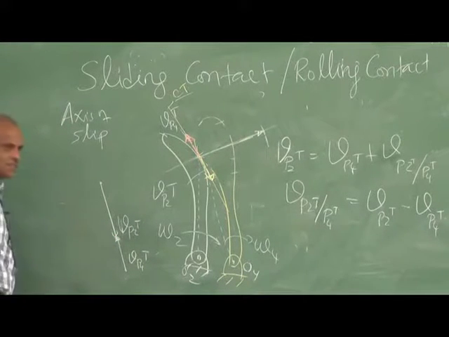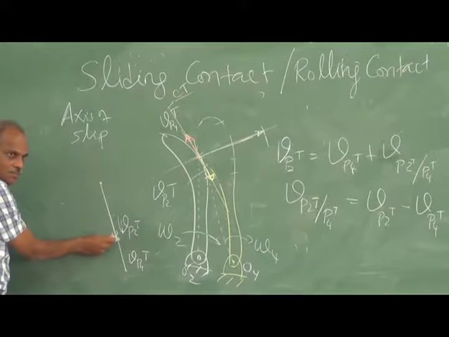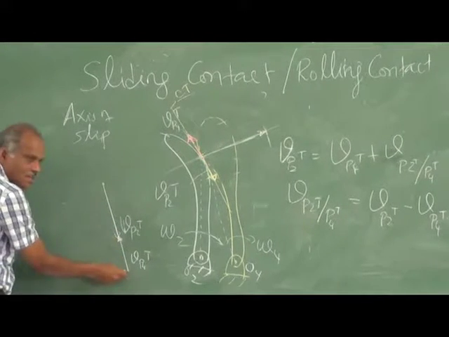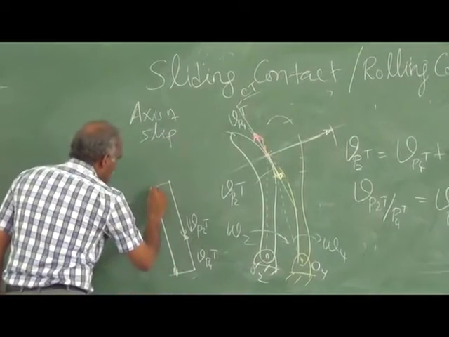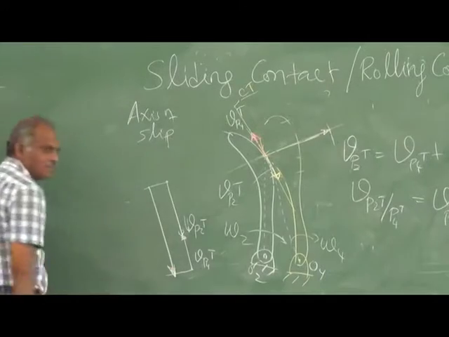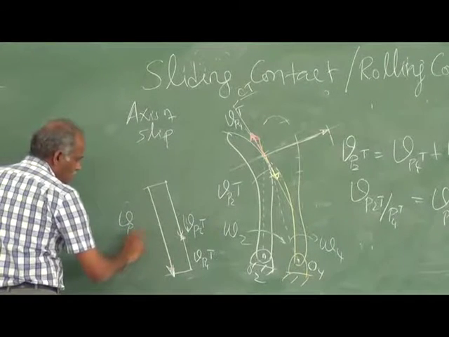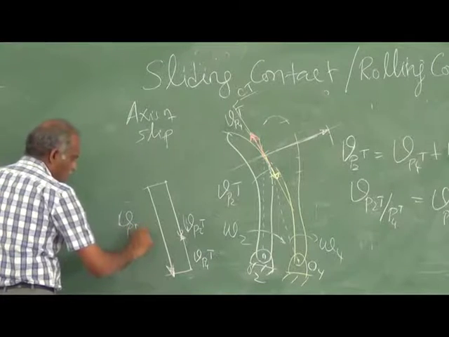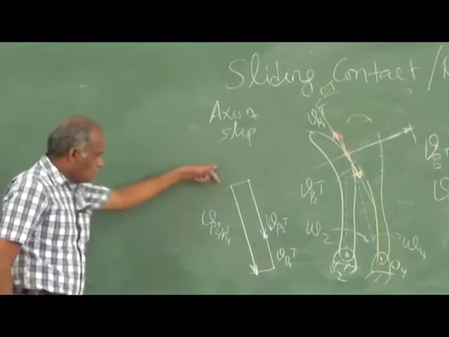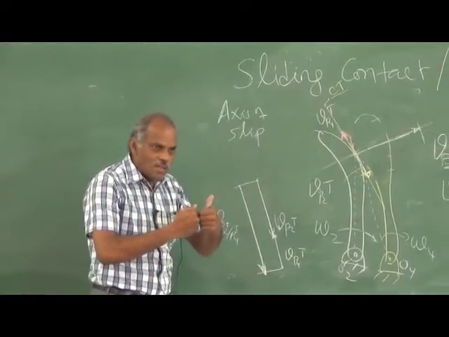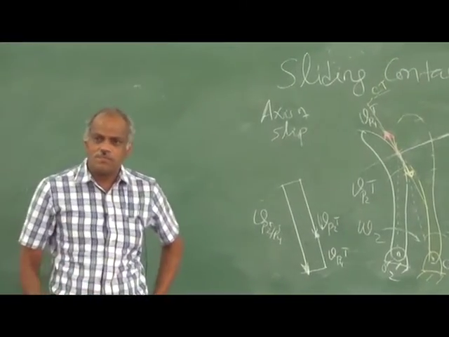So I have two vectors like this, but for this, moving from tail to head is positive, then from head to tail is negative. So this vector sum from here to here in this direction will be the velocity of P2 with respect to P4 tangential component. So this is the magnitude of the relative velocity between the two, which is your sliding velocity. Do you have any doubts?